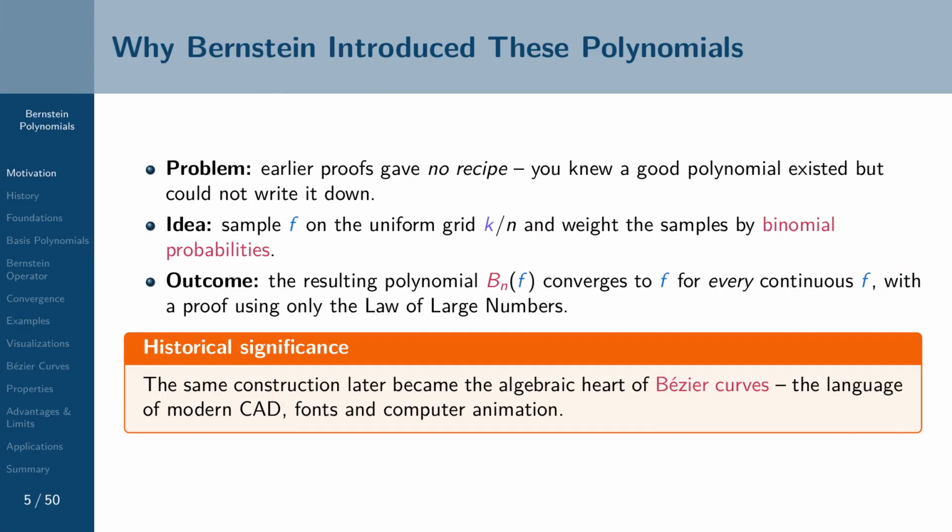Let me stress the gap that Bernstein closed. Earlier proofs said, a good polynomial exists. Bernstein said, here it is. His idea is disarmingly simple. Sample the function on the uniform grid of points k over n, and weight those samples by binomial probabilities. The resulting polynomial converges to the target for every continuous function, and the proof uses nothing more than the law of large numbers. The same construction would, decades later, become the algebraic heart of Bézier curves.